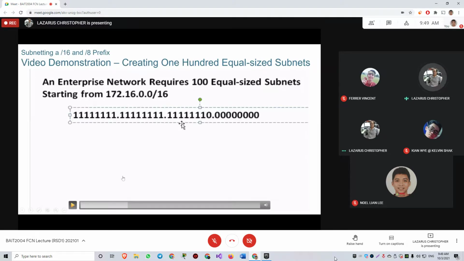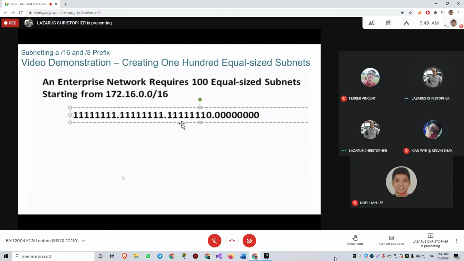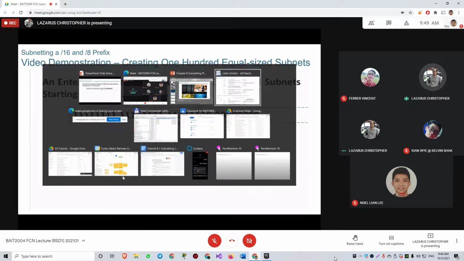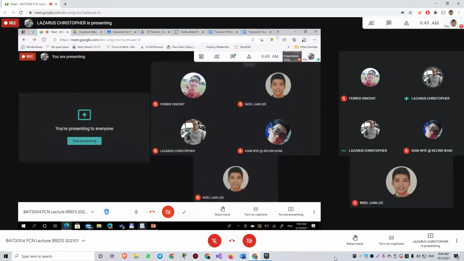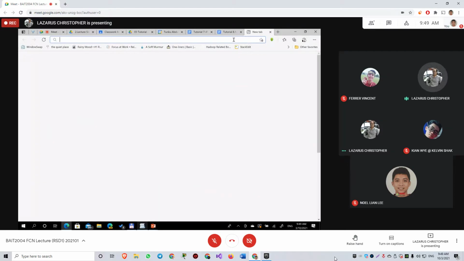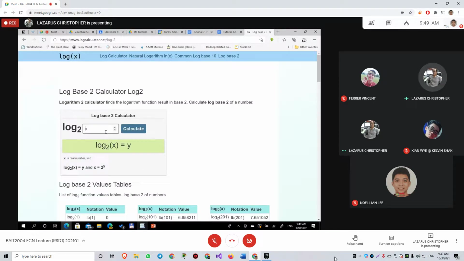I want to pause here. This is one way you can do it, right? Because what you want to find out is the n value, how many bits you borrow if I need 100. So basically you reverse the 2 power n. The reverse of the 2 power n, I'm not sure whether I mentioned to you before, but I think I did, is simply the log base 2 calculator. So this is the opposite of 2 power n.